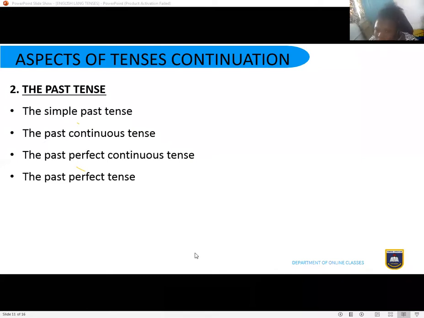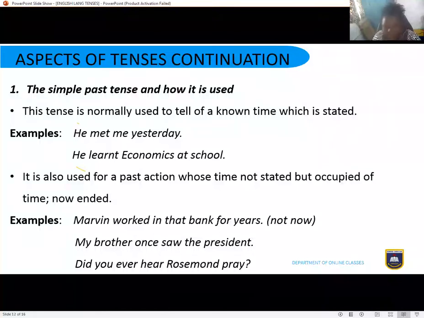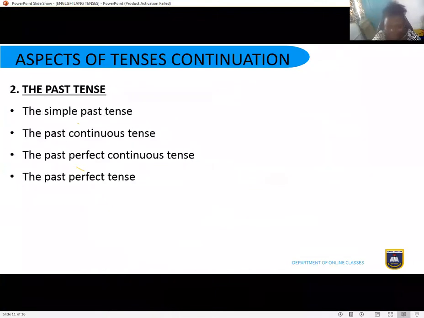So we'll look at what? Yeah. Under the past tense, we'll look at what? The simple past tense, the past continuous tense. The third one is what? The past perfect continuous tense. And then the last one is the past perfect tense. All right. So these are the things that we'll be looking at under the past tense, right? Now let's take the first aspect under the past tense, which is what?